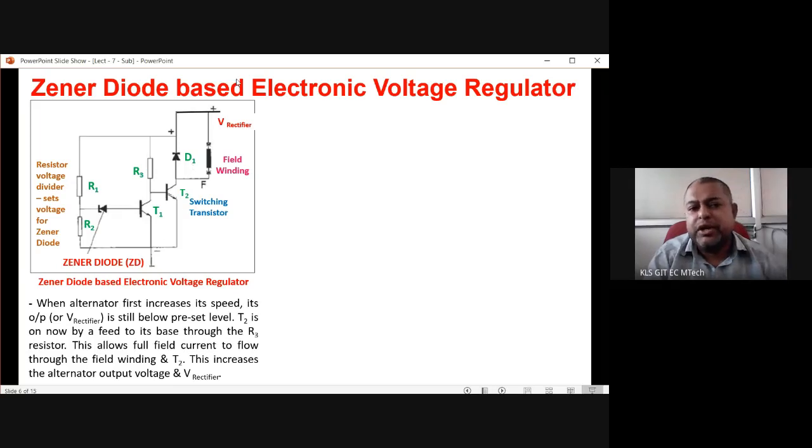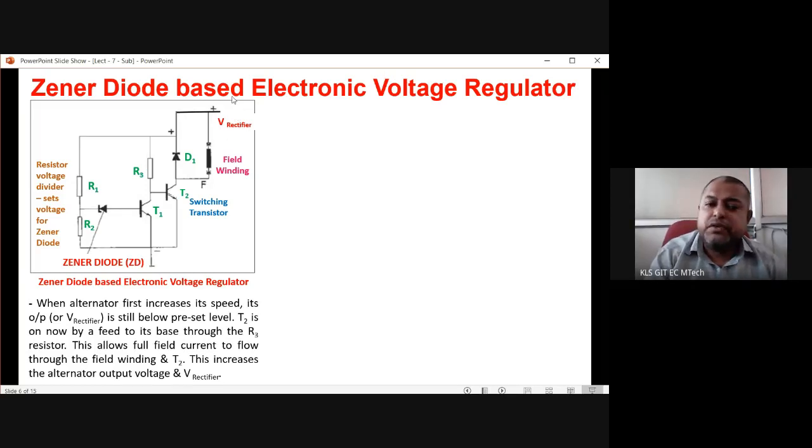So 14 to 14.2, this is the range in which T2 gets turned on. If the supply is in between 14 to 14.2, then through this R3, the base of T2 is getting some supply, and that makes T2 forward biased. As soon as T2 is forward biased, this is the current flow path from the V rectifier to the field winding to the switching transistor. So this is the first condition, that when the V rectifier voltage is in between 14 to 14.2, that means over voltage is not there. It is within the range 14 to 14.2. In that range, the field winding should be conducting.